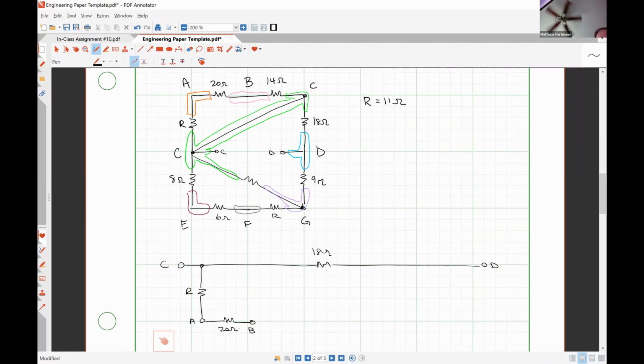And from B to C, I have a 14 ohm resistor. So what does this mean for this particular branching path? It's a short. Yeah, it's all shorted out, so none of those guys actually matter.